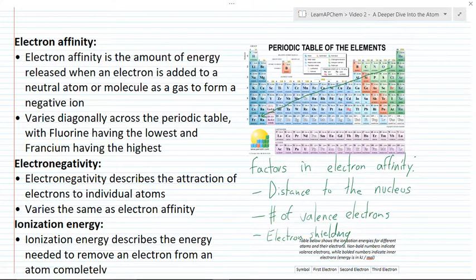So again, if you have any more questions about electron affinity, anybody, just be sure to ask away. Otherwise, I can move on to some other stuff.